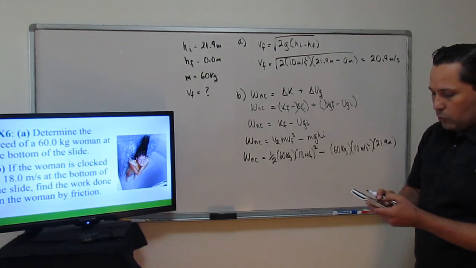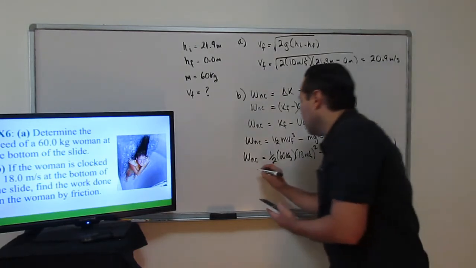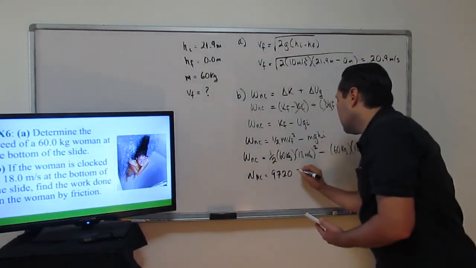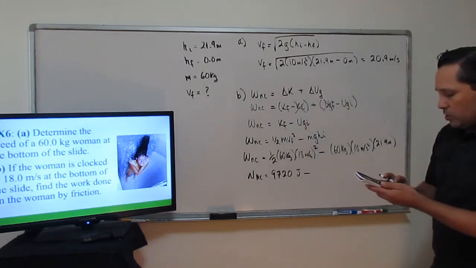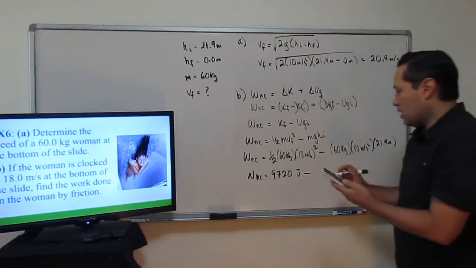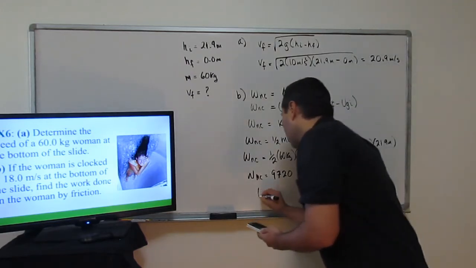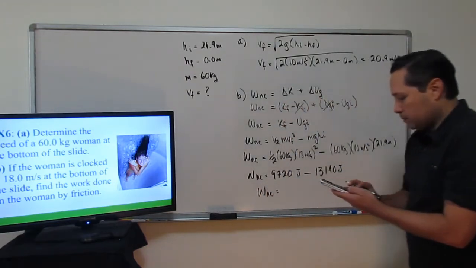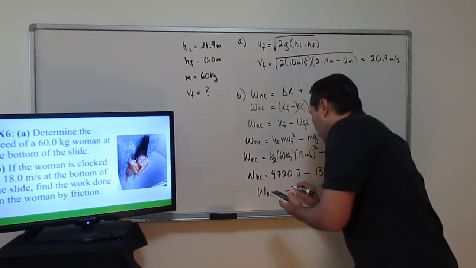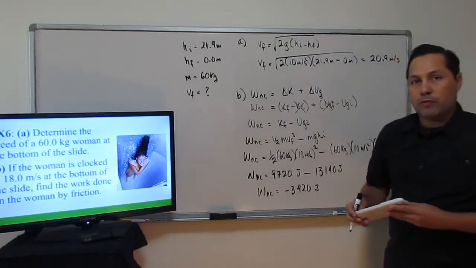So it's going to be 18 squared times 60 times 0.5. That's going to go ahead and give me a value of 9,720 joules, minus the other side, 21.9 times 10 times 60. It's going to go ahead and give me 13,140 joules. And now subtract both of these to get my final answer. And I get a value of negative 3,420 joules. Alright, that's how much work is done by friction.